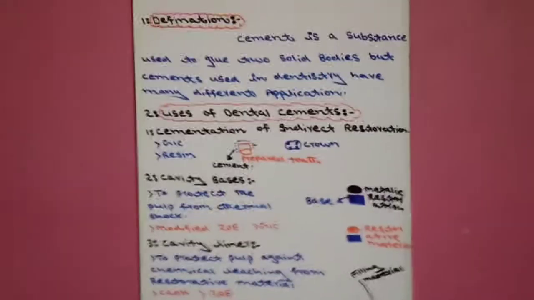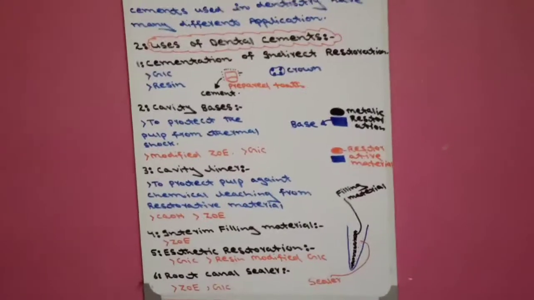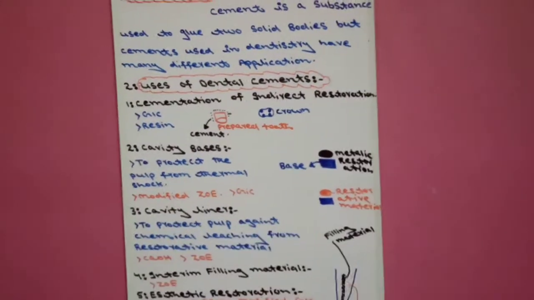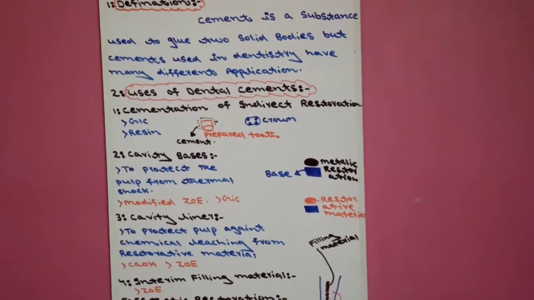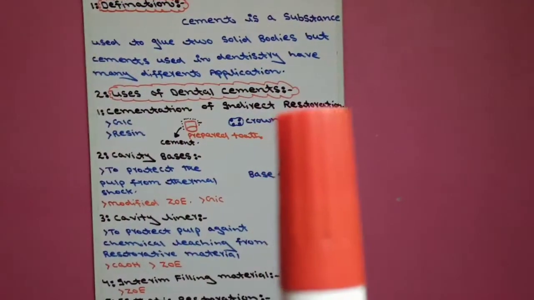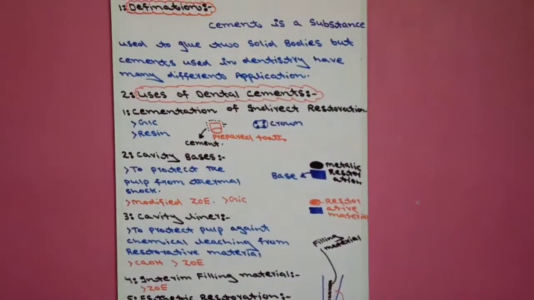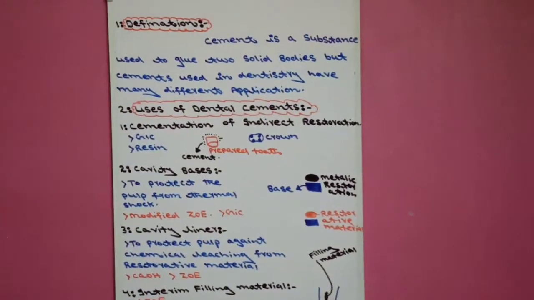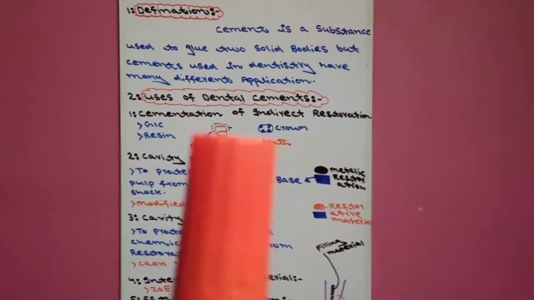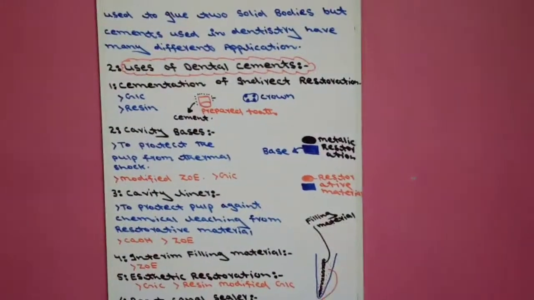Now come to the uses of dental cement. There are 6 major uses of dental cement. The first use of dental cement is cementation of indirect restoration. Now, what is restoration? Then what is indirect restoration? Then what is cementing? First, restoration.